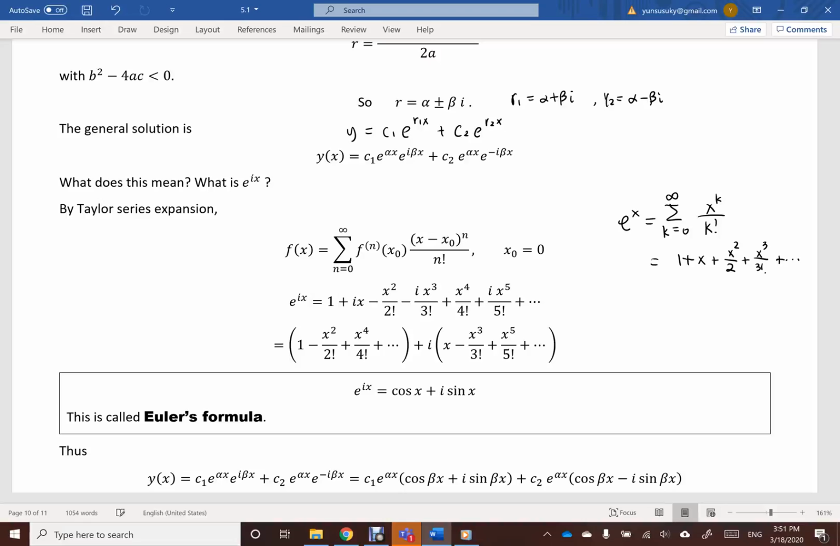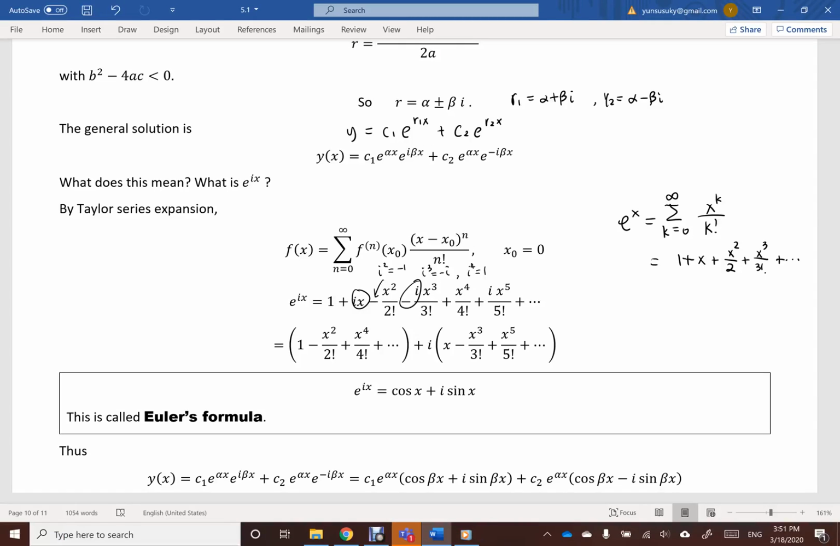So when you replace x by ix, you get ix here. But here, because i squared is minus 1, you get negative. And then the next term, i cubed, is actually minus i. So that's why you get minus i. Okay? And then i to the 4th becomes 1. Okay? And that's what we get.